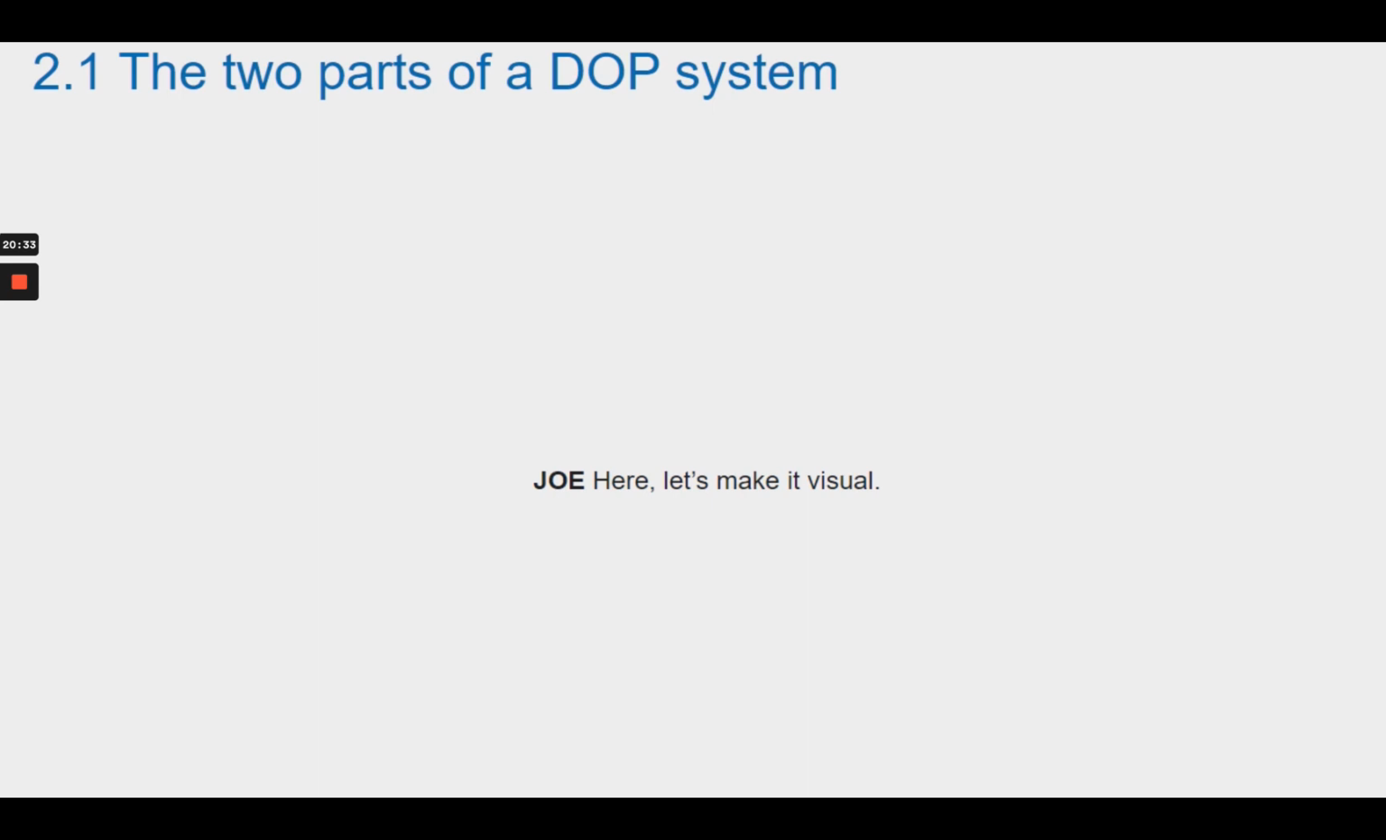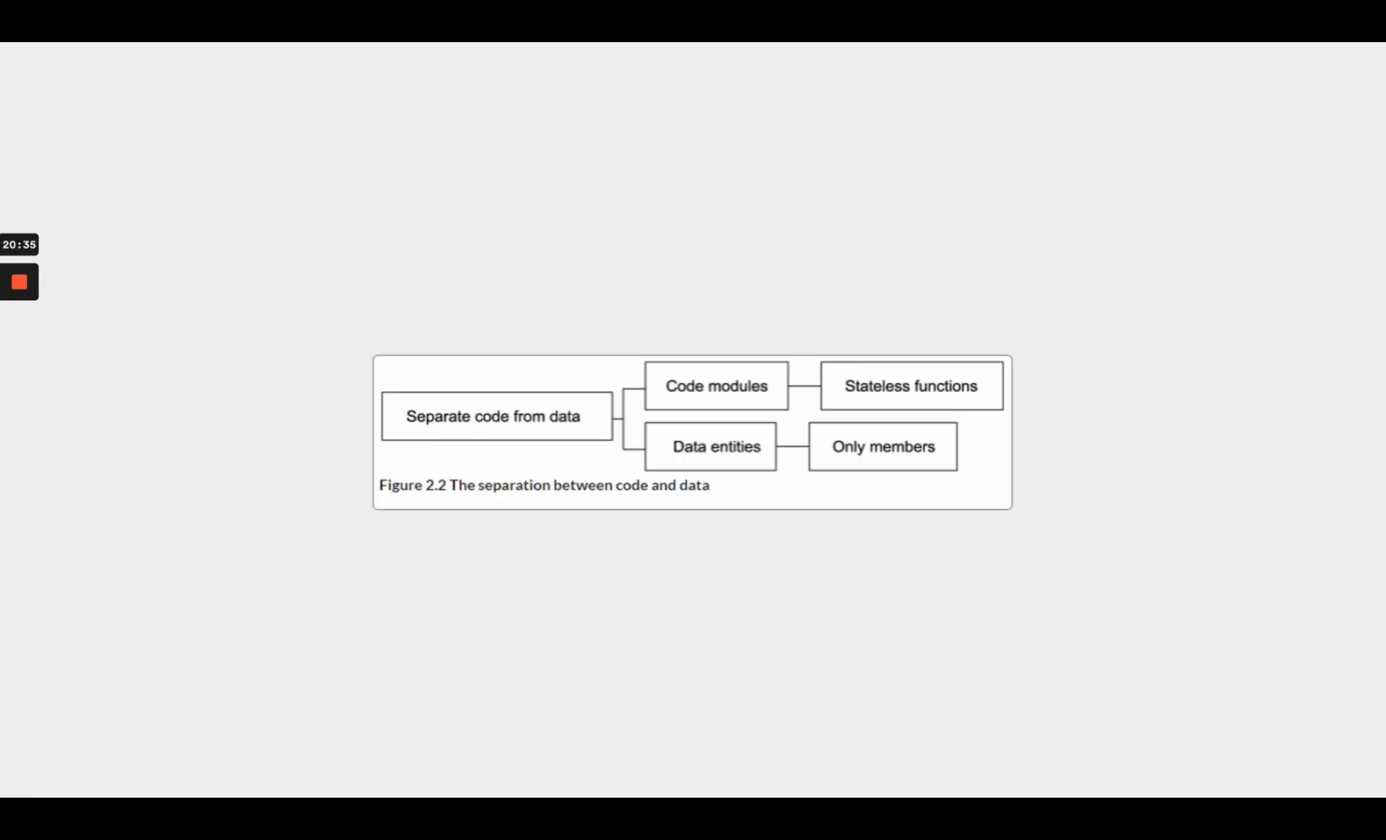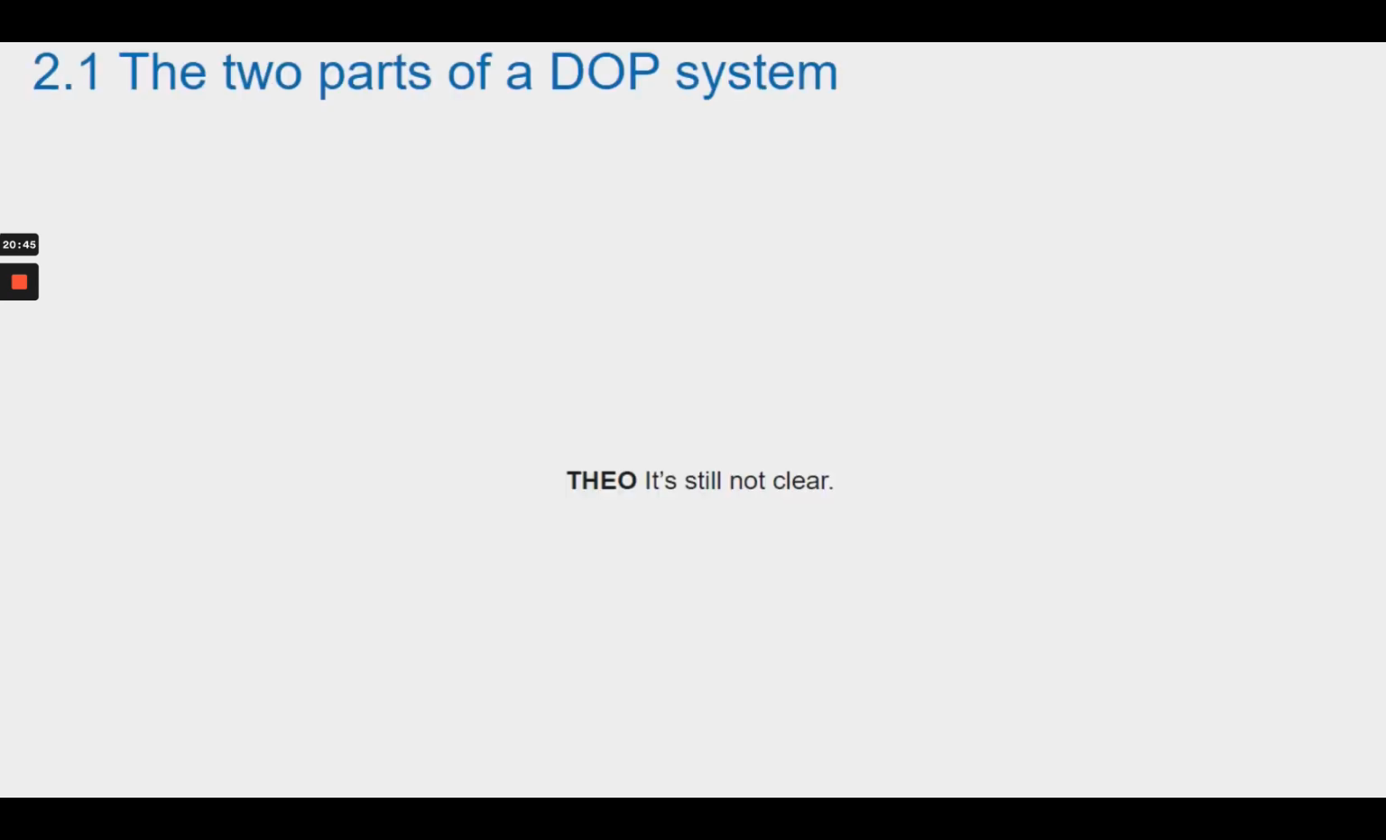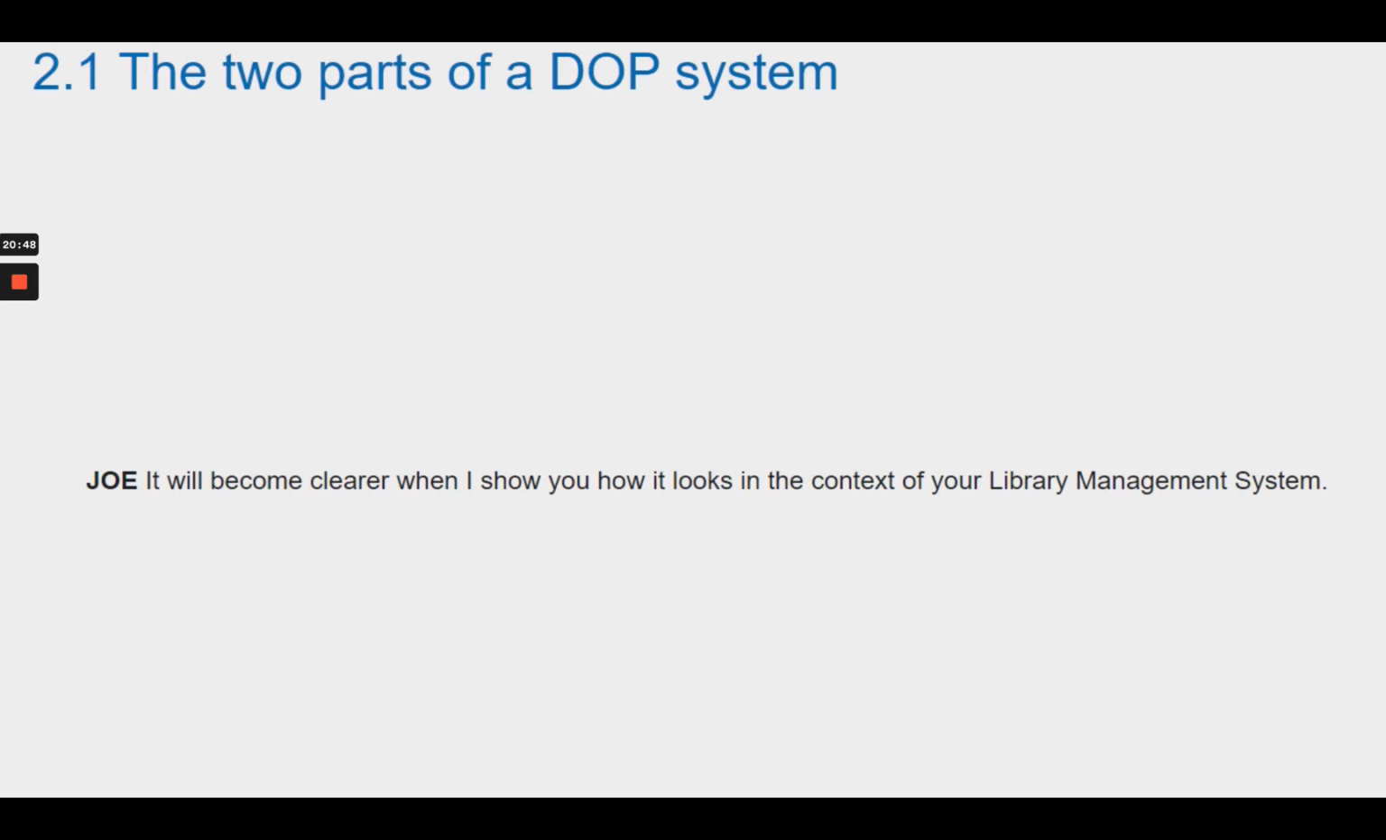Joe: Here, let's make it visual. Joe steps up to a whiteboard and quickly draws a diagram to illustrate his comment. Figure 2.2 shows Joe's drawing. Theo: It's still not clear. Joe: It will become clearer when I show you how it looks in the context of your library management system. Theo: Okay, shall we start with code or with data? Joe: Well, it's data-oriented programming, so let's start with data.